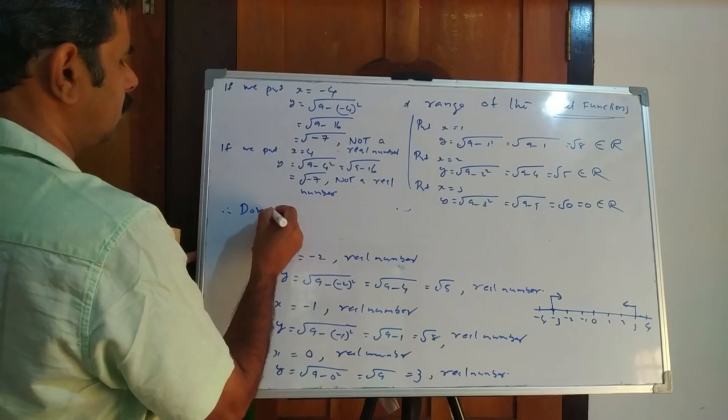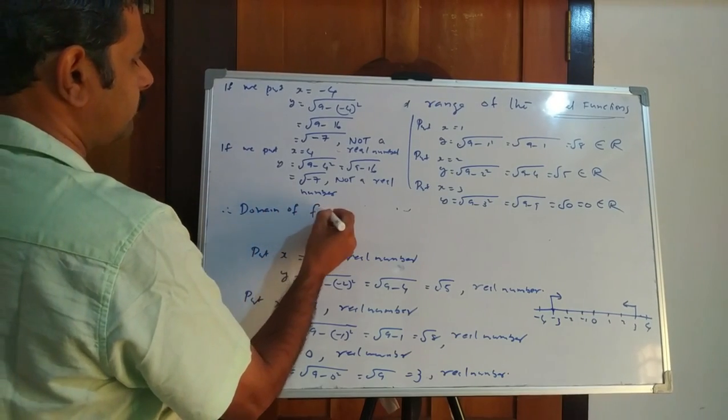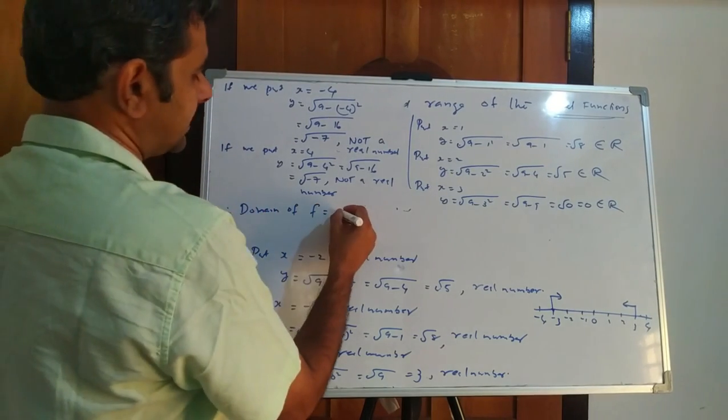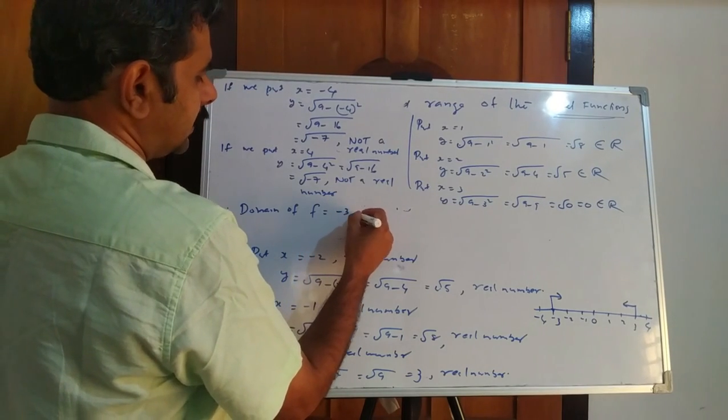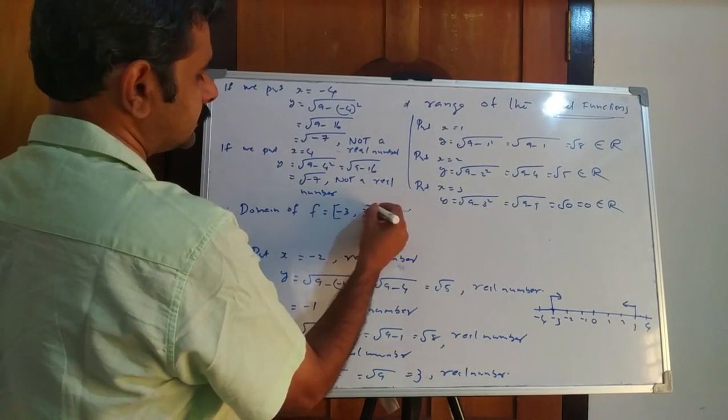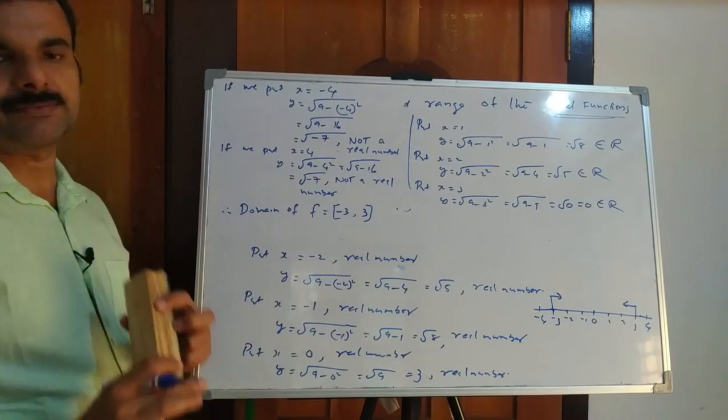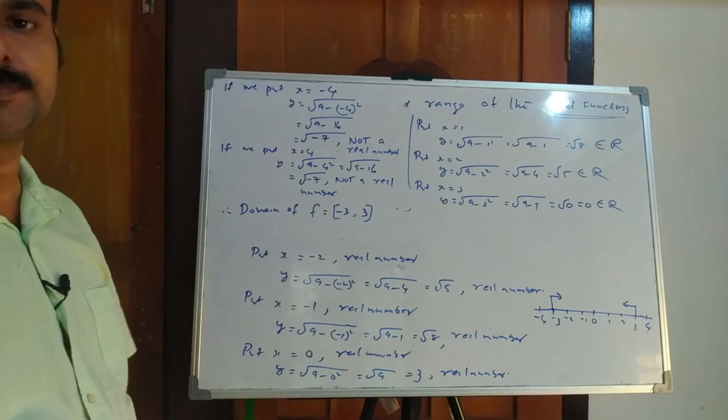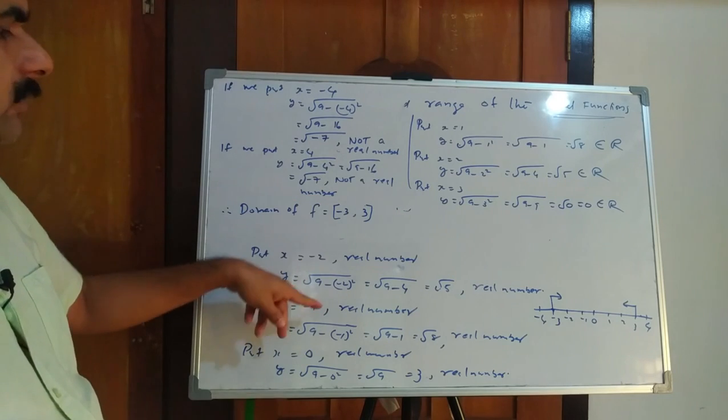domain of f is equal to the number starting from minus 3 and ending at plus 3. This is the domain. Okay, this is domain. Then what are the answers obtained?